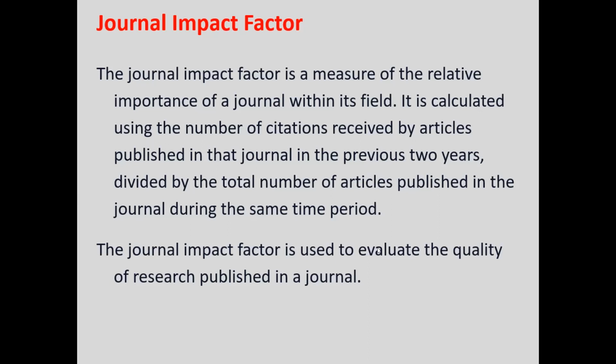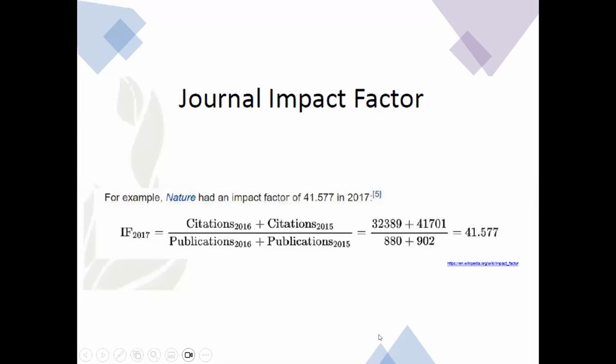The journal impact factor is used to evaluate the quality of research. I will show you how we calculate the impact factor. The impact factor is calculated based on 2 years. For example, Nature had an impact factor of 41.577 in 2017. That means it calculates the citations of the previous 2 years, 2015 and 2016, to the publications the journal published in those same 2 years. Citations of 2015 and 2016 divided by the publications of the same 2 years gives the impact factor.